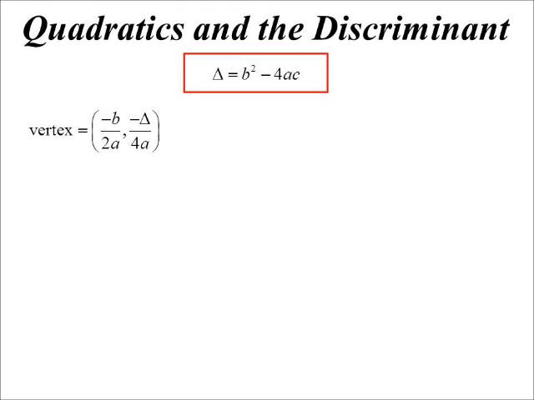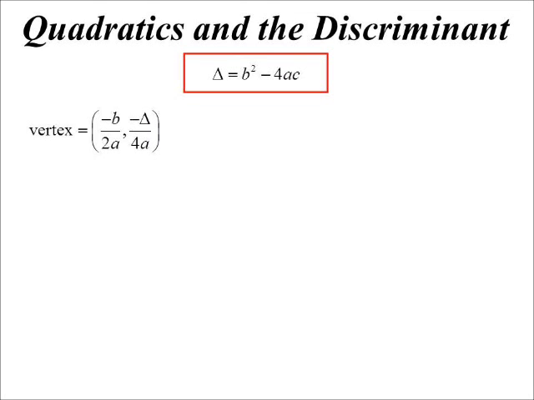Another thing we can use is a thing called the discriminant. The discriminant is simply that bit under the square root sign in the quadratic formula. So b squared minus 4ac. And we'll see some more uses of this later on. But the thing I want to look at here is you can actually work out the y value of the vertex without actually having to know the axis of symmetry. It'll always be minus the discriminant on 4a.